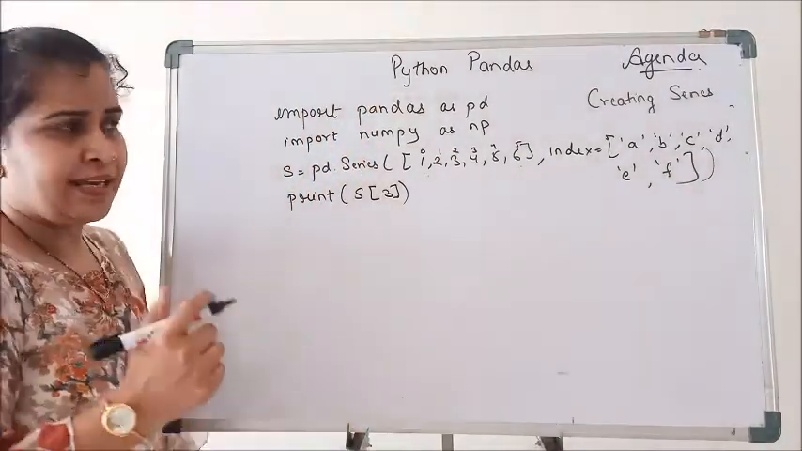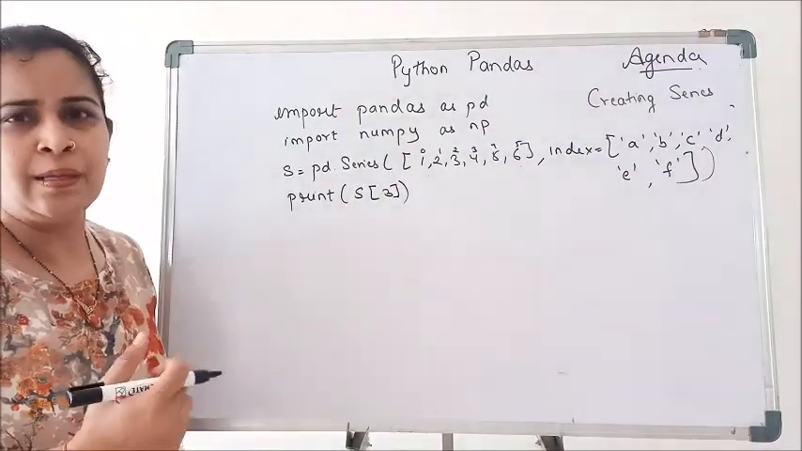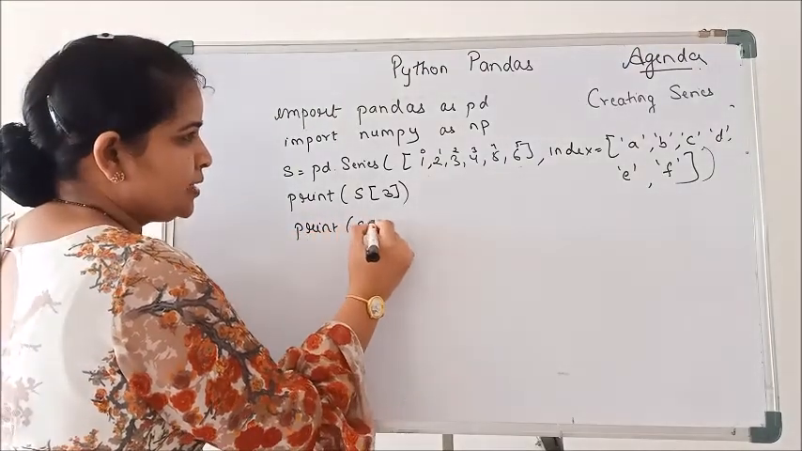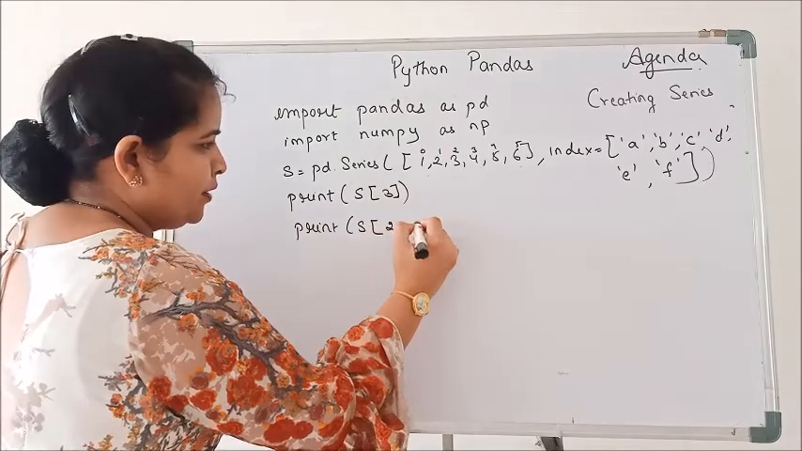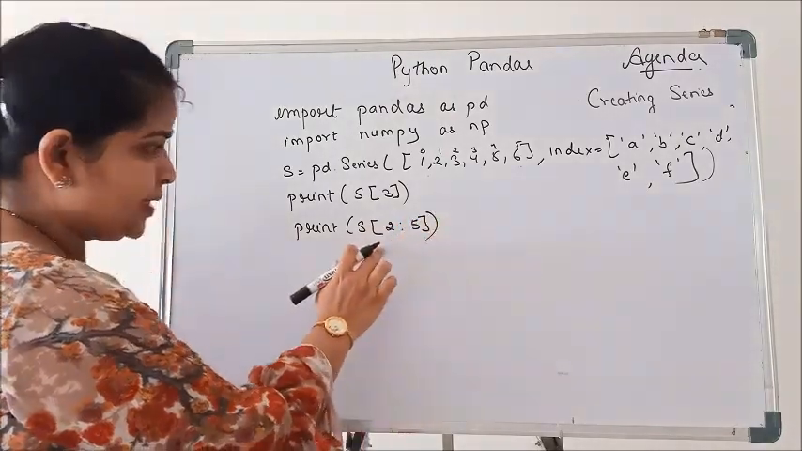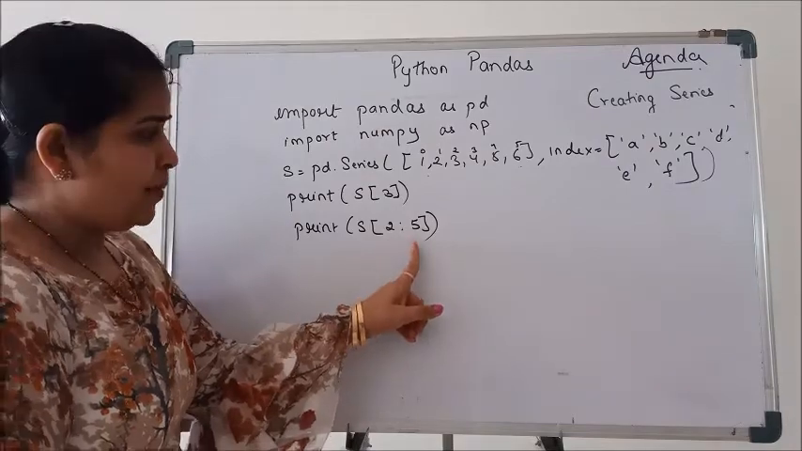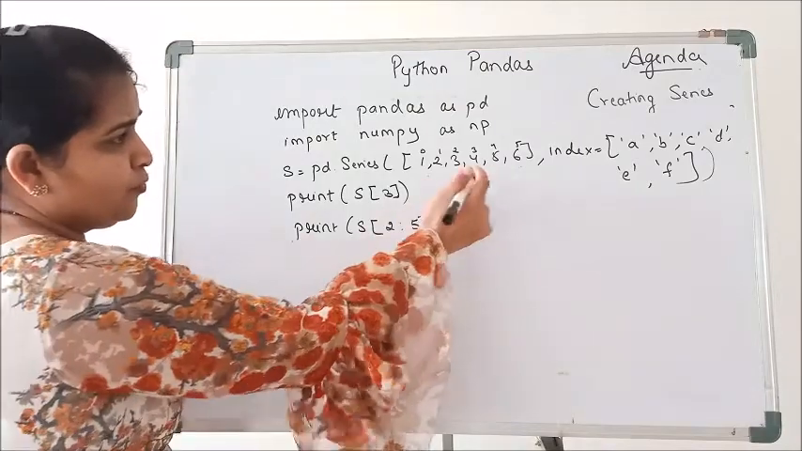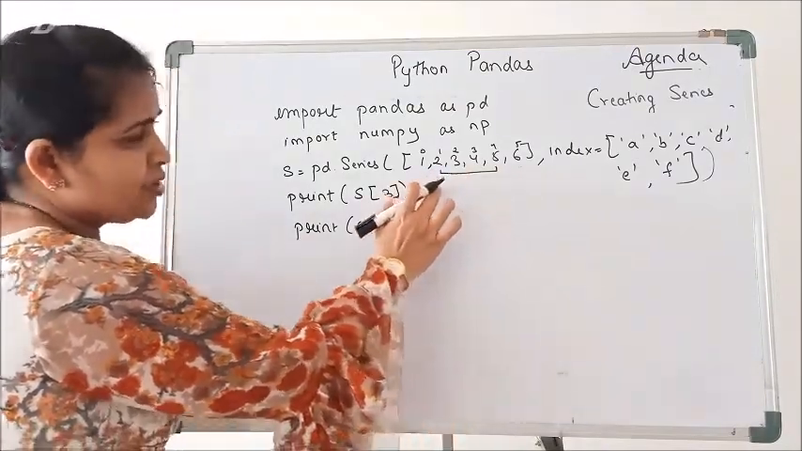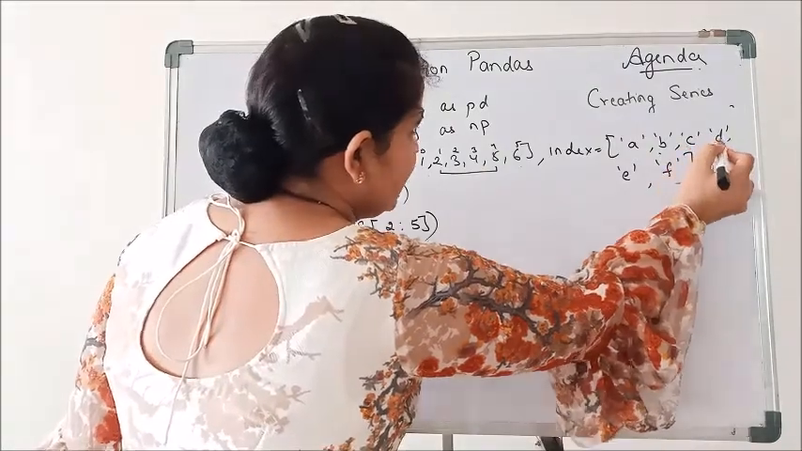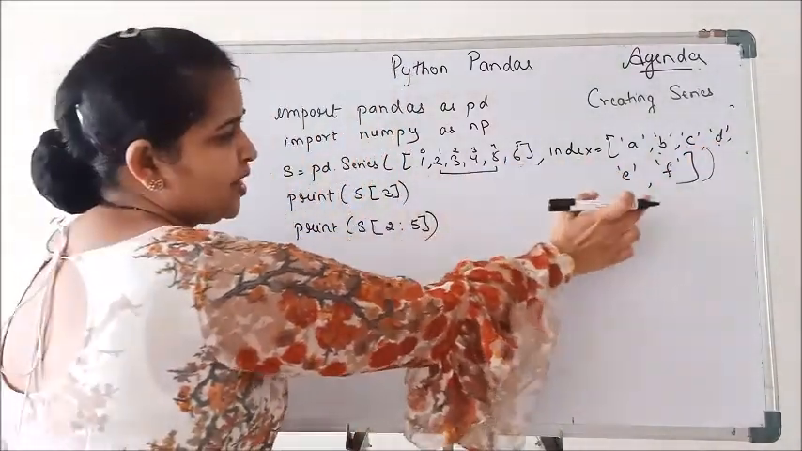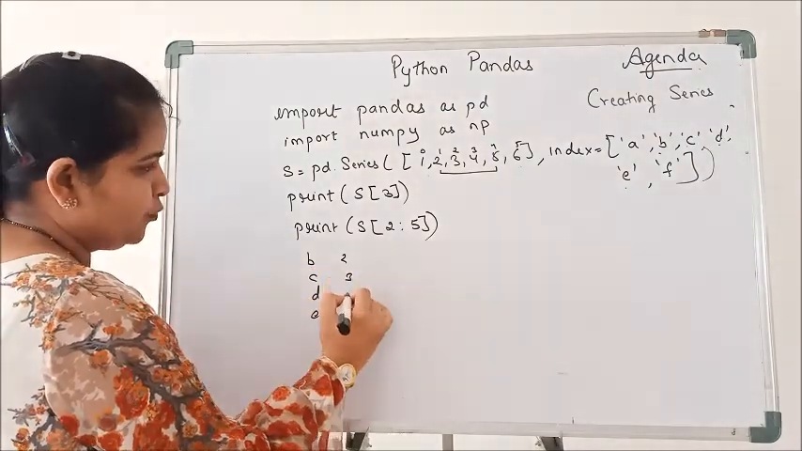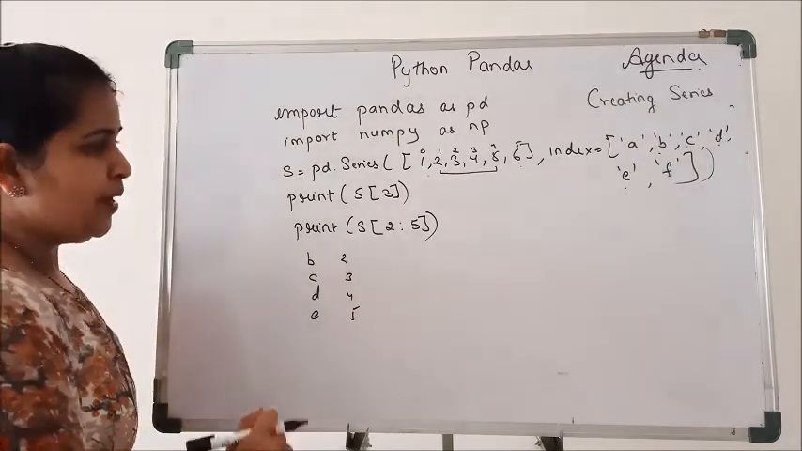Second method is using slicing. Suppose I want to access multiple values. In that case, we can use print s, suppose 2:5. So this is the index. Lower limit is inclusive, upper limit is exclusive. So it will print 2, 3, 4. What is the index associated with it? B, C, D and E. Upper limit is exclusive, that is F will not be printed. B, C, D and E, 2, 3, 4 and 5. In this way it will be printed.